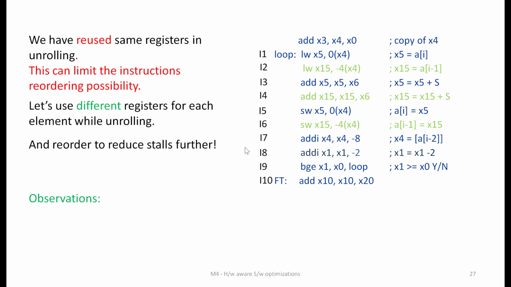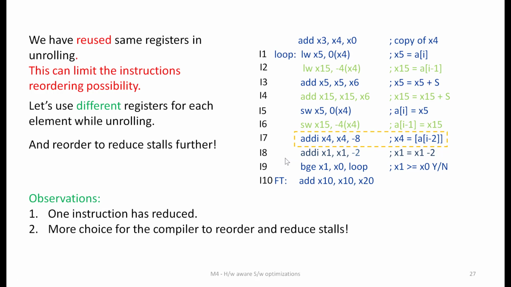So what are the key observations here? We have reduced one additional instruction when compared to the previous, blindly unrolled loop, because we were decrementing x4 twice earlier, but now we are decrementing it only once. Also we were able to reorder a little further and reduce the stall between I1 and I2 earlier. Now we do not have any stalls from I1 to I9, but after I9 we need to flush the pipeline for 2 cycles because of the control hazard.